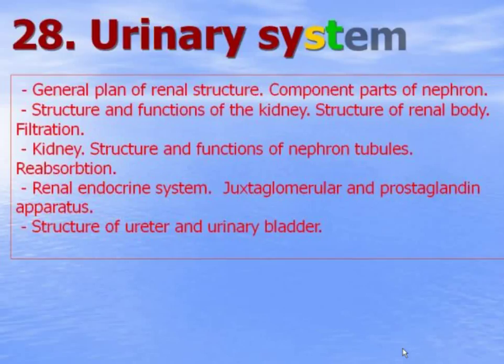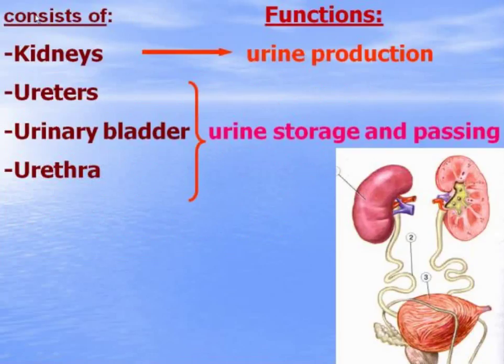Urinary system. Main questions of the lecture. The urinary system consists of kidneys, which provide urine production, and ureters, urinary bladder and urethra, which provide urine storage and passing.